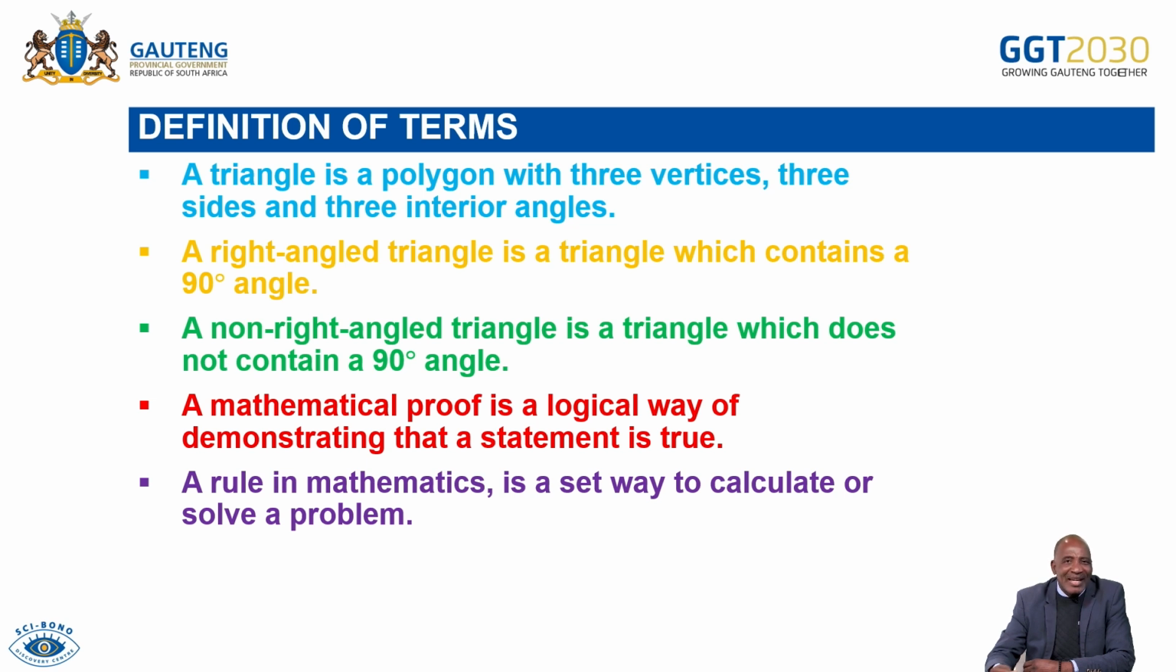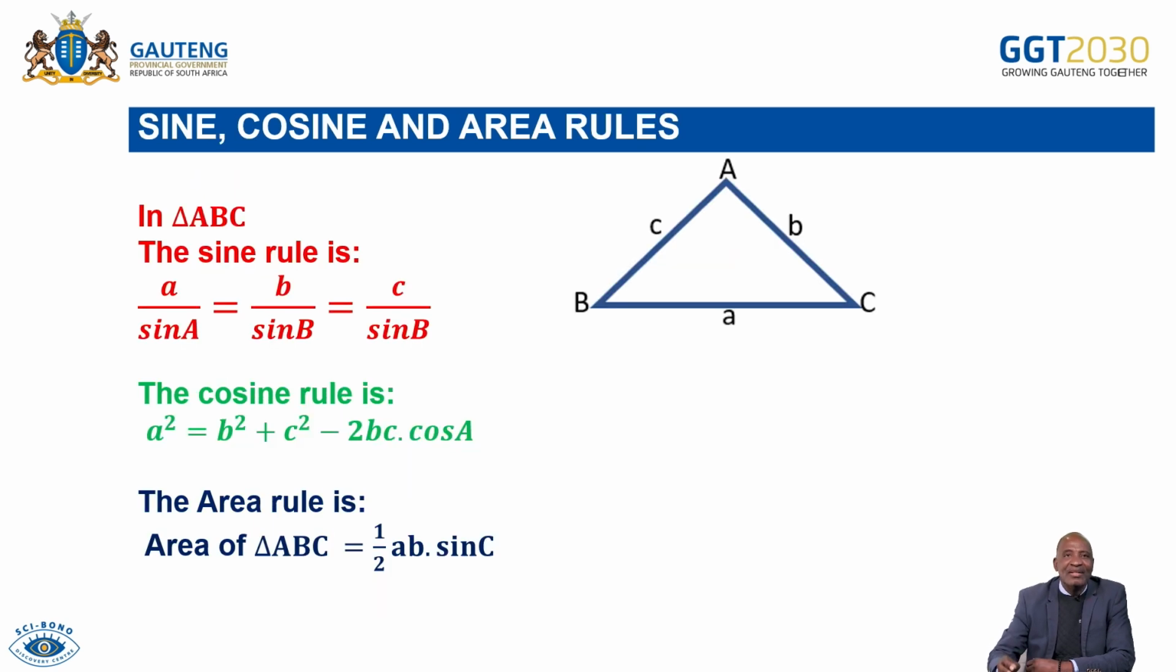So those rules that we mentioned earlier on, the sine rule, the cosine rule, and the area rule, are a set of ways of calculating missing sides in a triangle, missing angles in a triangle, or to find the area of a given triangle. Right. We are going to have a look at how these rules are proven. The first rule that we are going to look at is called the sine rule.